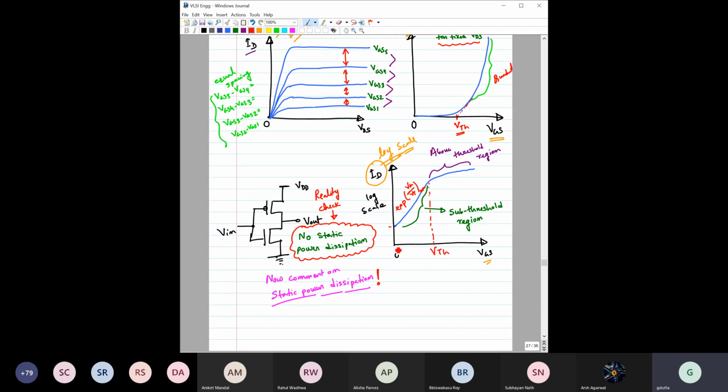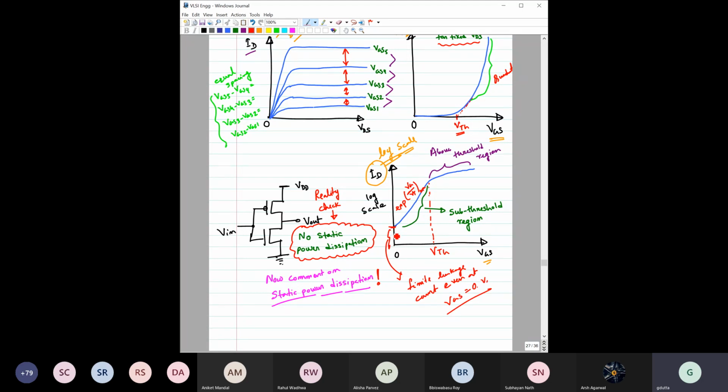and even at 0 volt, the current would not become equal to 0, because in log scale you cannot show 0, right? So obviously this is not a 0. So you have to see the finite leakage current, finite leakage current even at VGS equal to 0 volt, right? So even if VGS is equal to 0 volt, you have some leakage.